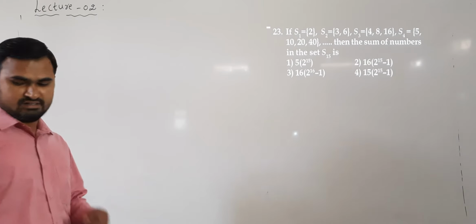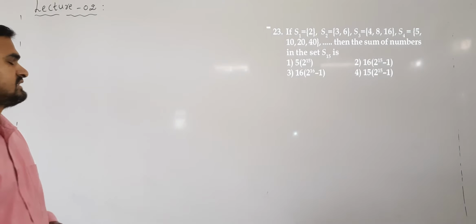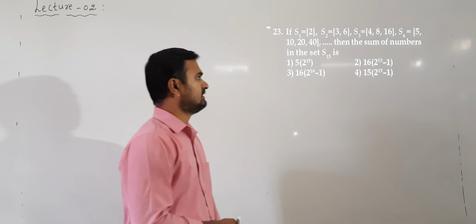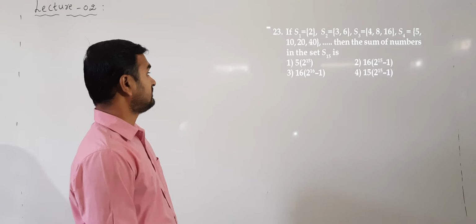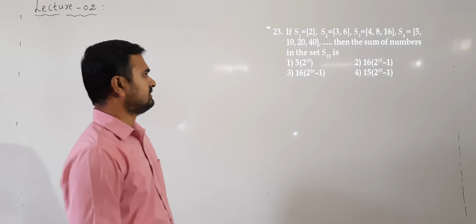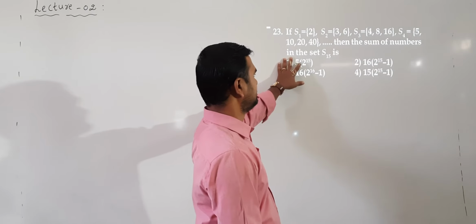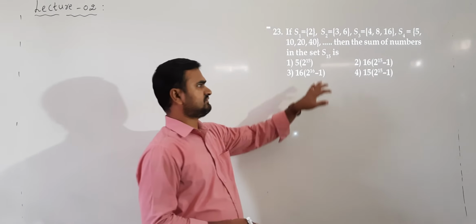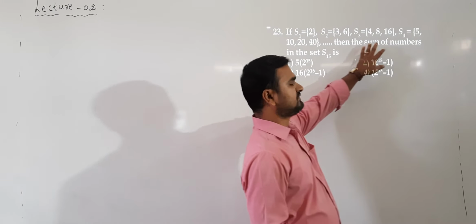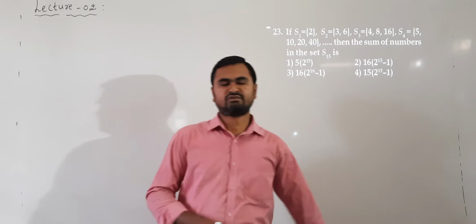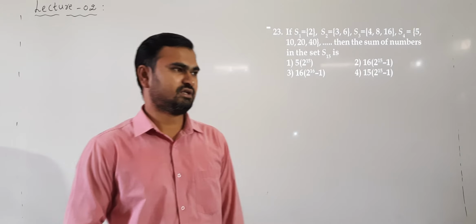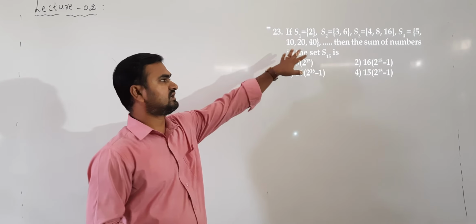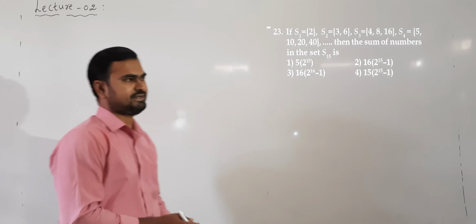If S1 is the set {2}, S2 is the set {3, 6}, S3 is the set {4, 8, 16}, S4 is the set {5, 10, 20, 40} and so on, then the sum of the numbers in the set S15 is what? In the set S15, we want to find the sum of the numbers. For finding the sum of numbers in S15, first we have to find what the numbers are. Based on a particular pattern, we can write the elements of S15.